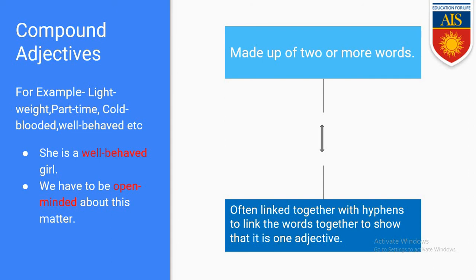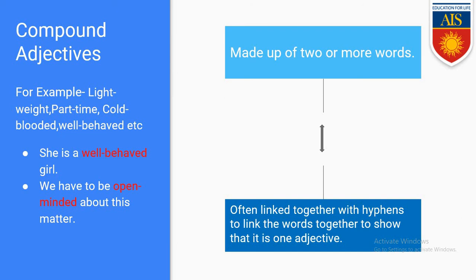In the example you see, she is a well-behaved girl. So here we are describing the girl and she is well-behaved. So well-behaved is the compound adjective. Next is, we have to be open-minded about this matter. Open-minded. The matter is the noun, and to describe the matter we are using the adjective called open-minded.